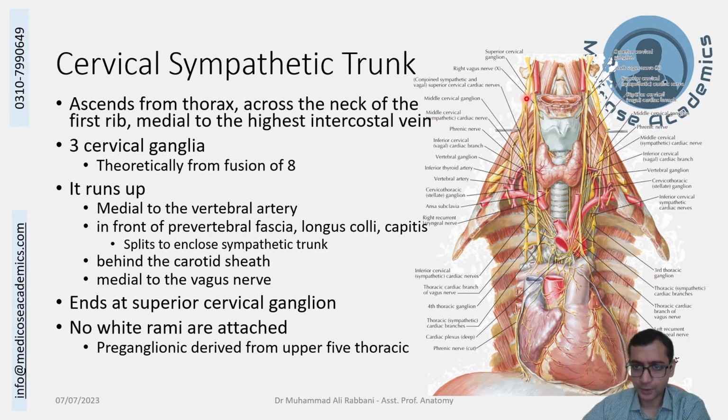Let's move to the ganglia. There are three ganglia. The largest one is the superior cervical ganglion, then there are the middle and inferior. The superior cervical ganglion is very near the vertebral artery, medial to it, and lies in front of the prevertebral fascia, the one that is in front of the longus colli and the scalenus anterior.